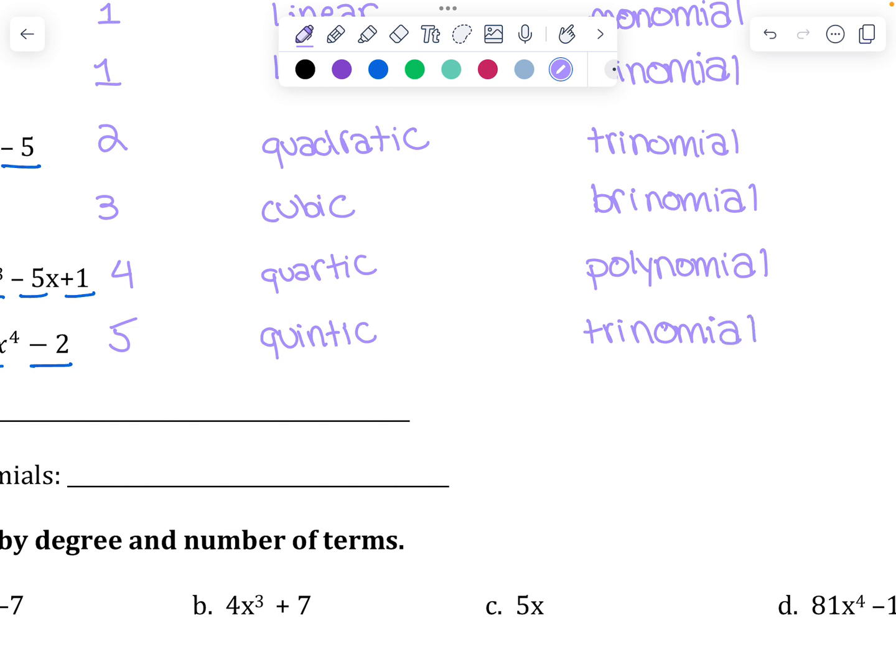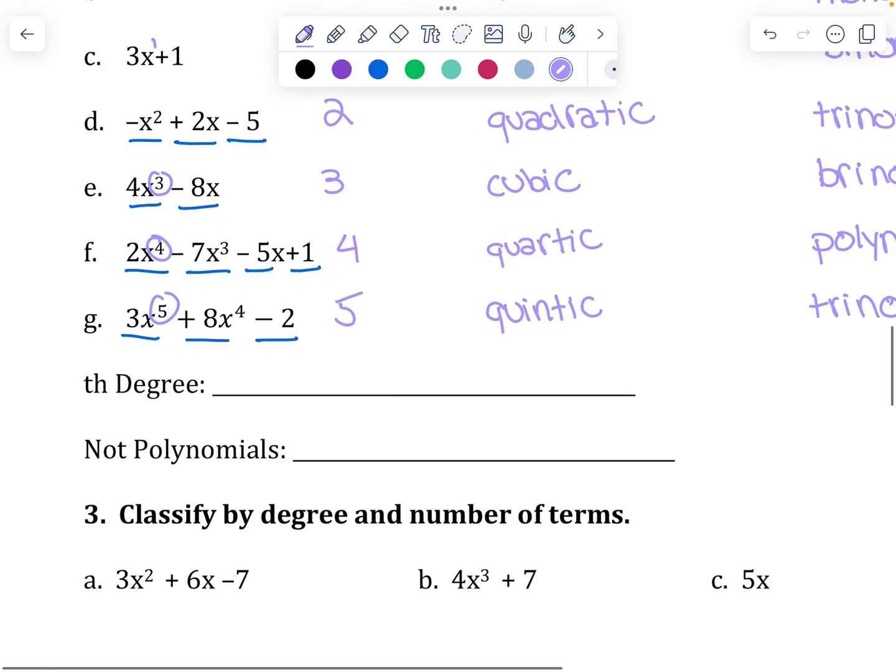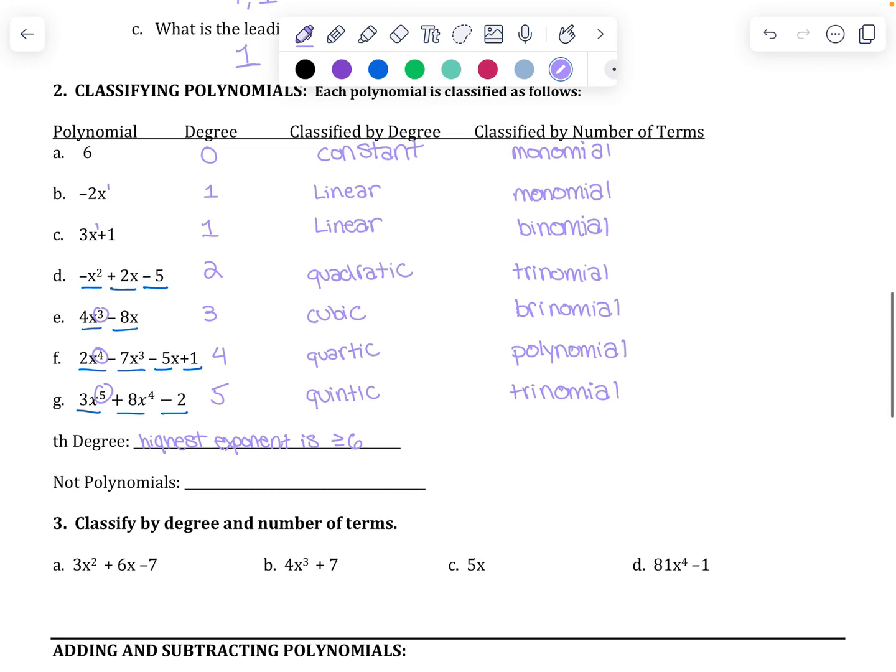After the number 5, you'll just hear the nth degree, if your highest exponent is greater than or equal to 6. So after 5, there's no cool name to classify by the degree. It's just called the 6th degree, 7th degree, 20th degree. There's no really cool name after 5.